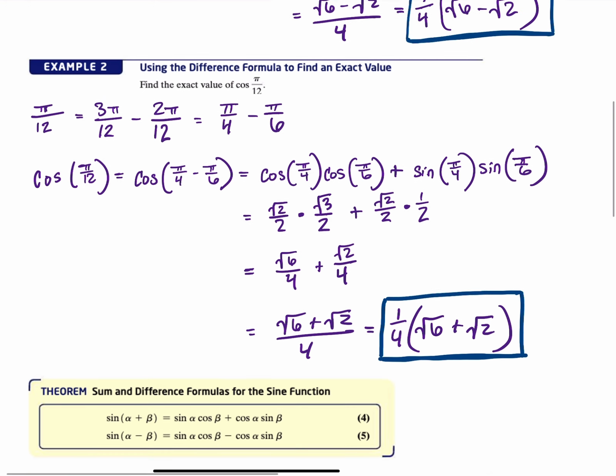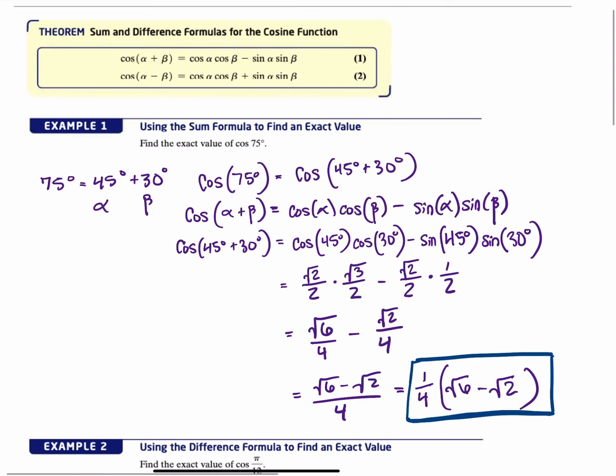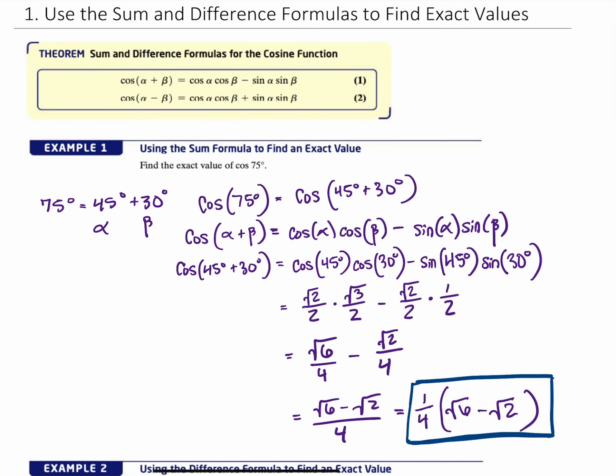So for the cosine, angle addition or subtraction, we could have the cosine of a plus b or the cosine of a minus b. It's cosine of the first angle times cosine of the second, and then whatever the operation was, you flip it. So if it was a plus, we get a minus in the formula. If it was a minus, we get a plus. And then it's the sine of the two angles multiplied together. So cosine, cosine, sine, sine, with a plus or minus in between.